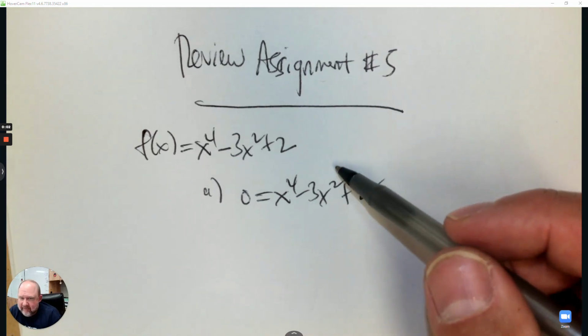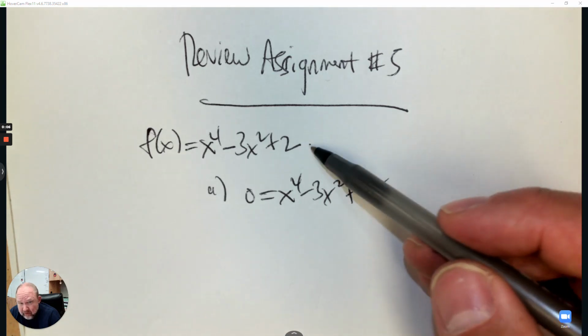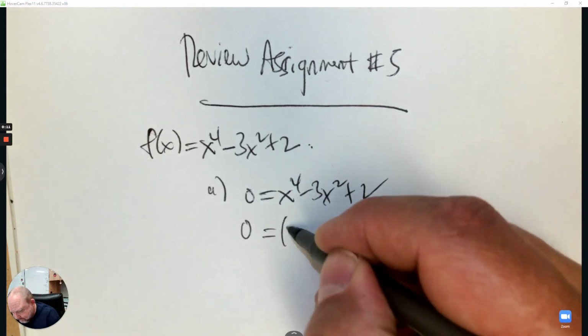Review assignment number 5. You're given a function. You should do it on a separate piece of paper. First step, find the zero. So make it equal to 0, factor it.